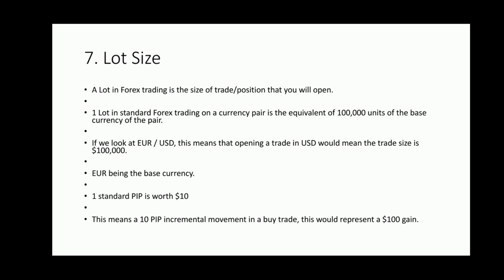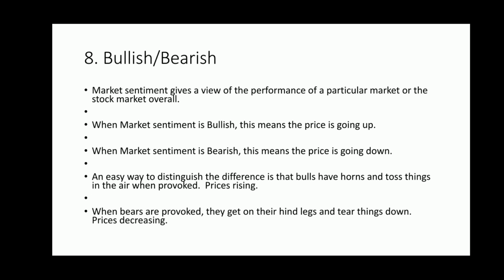Okay, moving on to number 8. Bullish and bearish. So bullish will be your green candlesticks on your chart, and bearish will be your red candlesticks. Now, when the market is bullish, this means that the price is going up. Green means up. Now, when the market is bearish, this means that the price is going down.